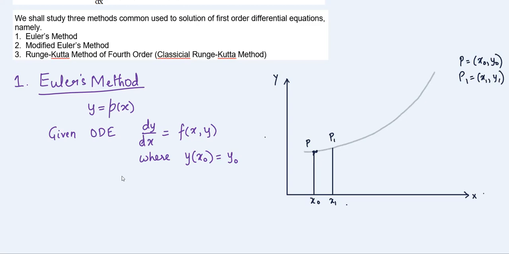Now it depends on how many points we want. So let the solution be a curve through P, x0 comma y0. Now consider the subintervals.